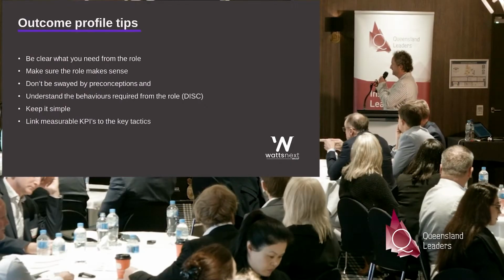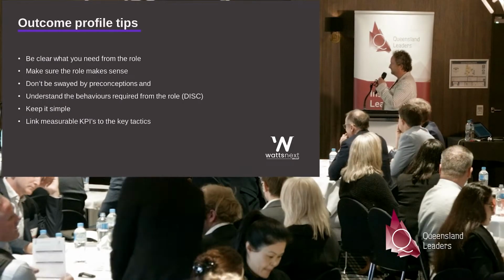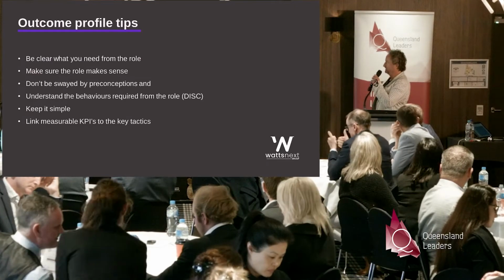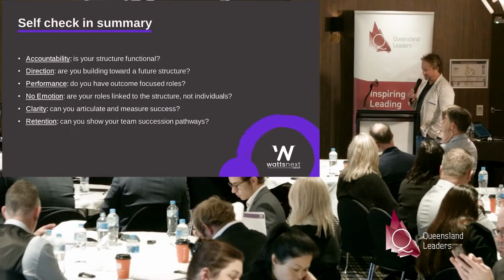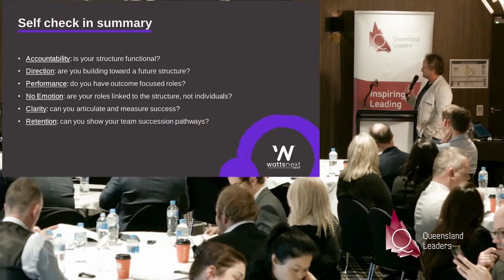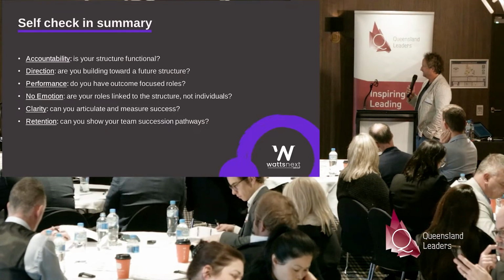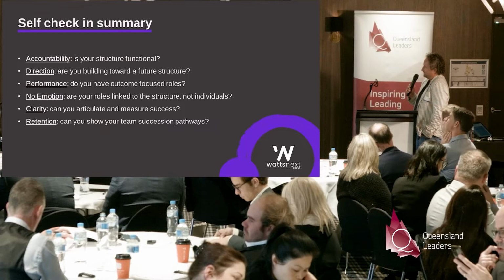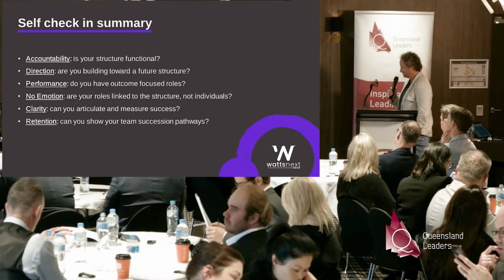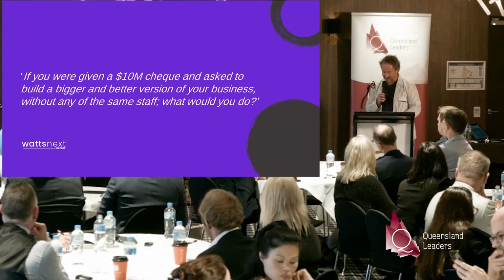So some tips around putting them together is be clear what you need from that role. So really think it through, not just what you've seen before in that role or what you think you should have. It's what are you looking for as a business owner out of that role. So these are the things I'd like you to sort of have a bit of a check-in with yourself, take back to the office, have a bit of a think about. But in summary, look at the accountability. Is your structure functional?